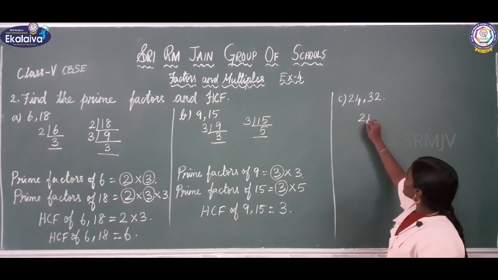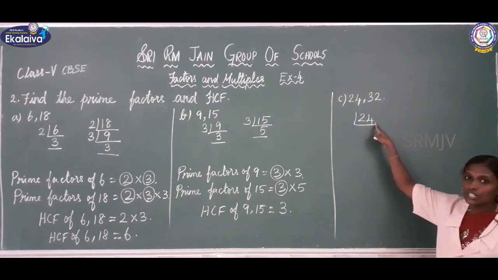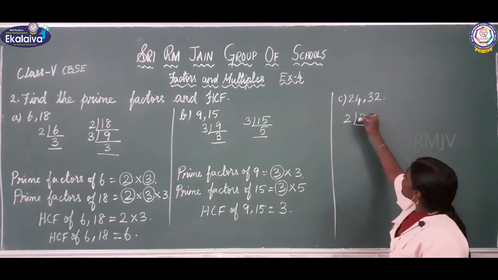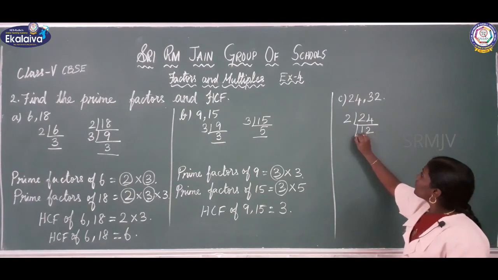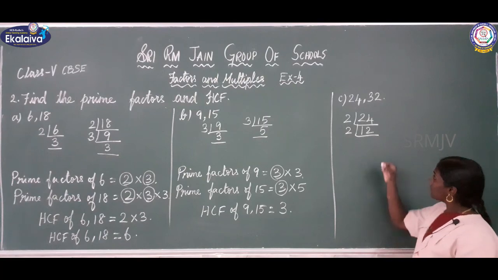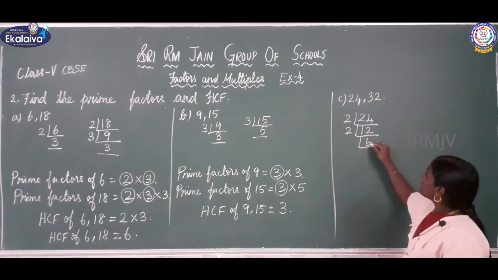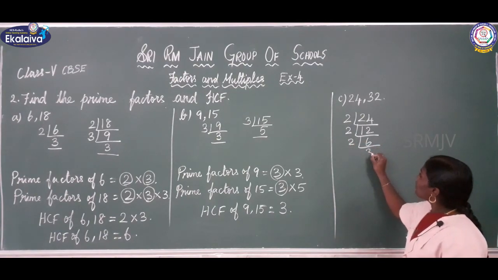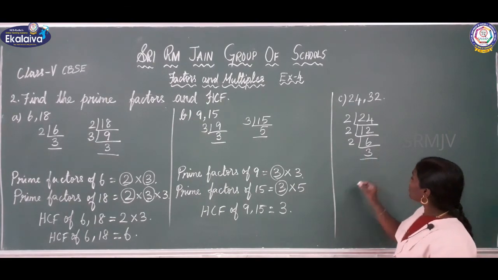First we are going to find the prime factors of 24. Here 24 is an even number, so 2 is the smallest prime factor. So 24 divided by 2 we will get 12. Here again 12 is an even number, so again 2 is the smallest prime factor. 12 divided by 2, that is 6. 6 is an even number, so we can divide it by 2. 6 divided by 2, that is 3. Here we got the quotient, a prime number, so we have to stop here.